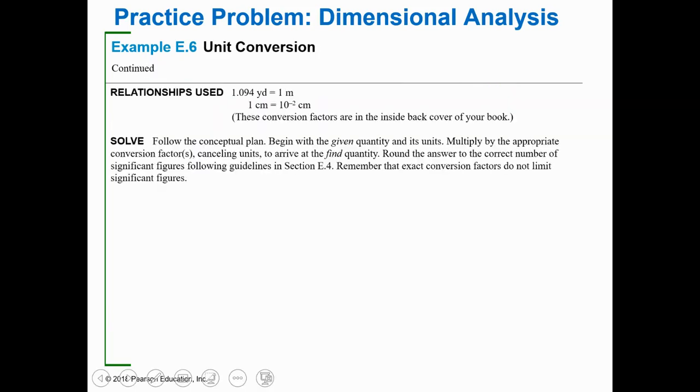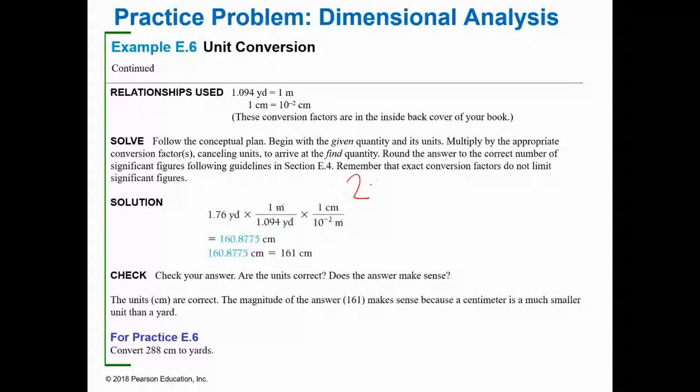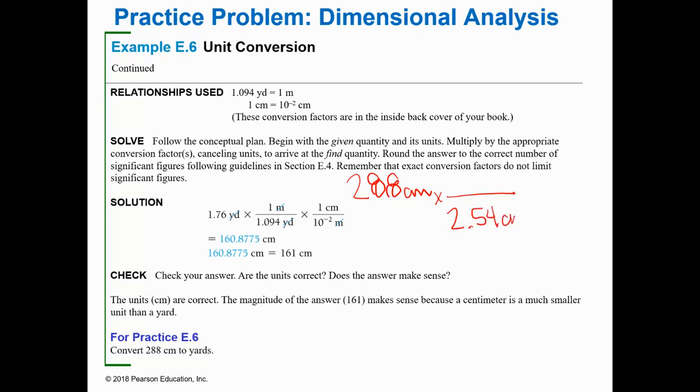All right, so it walks us through all that. And they went through meters and yards, but notice they still got the same answer, 161 centimeters. So that's cool. Now let's go the other way, 288 centimeters to yards. So we're starting with 288 centimeters. We have the same conversion factor, so I'm going to do my 2.54 centimeters is 1 inch. And then 36 inches is 1 yard. You still cross out the units that are the same on top and bottom.